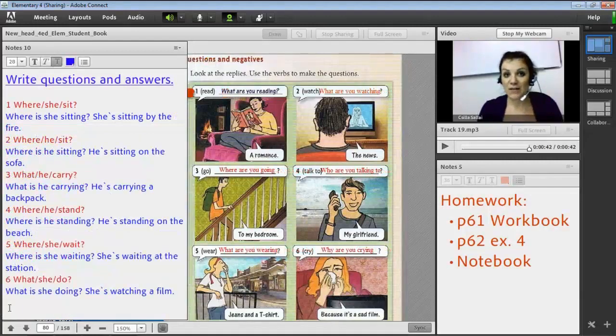So you had to write questions and answers about the 6 pictures on page 79 in your book, and I gave you some words to help you with that. So please look at the screen and check your questions and answers. And in some cases, of course, there's more than one answer possible. I hope you've done very well. Good job, everyone.